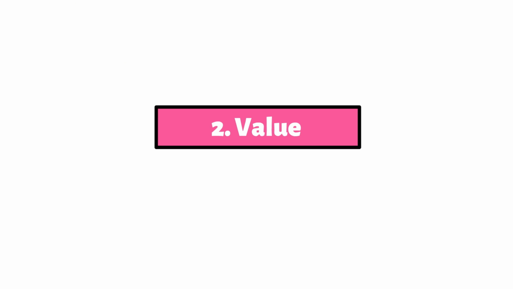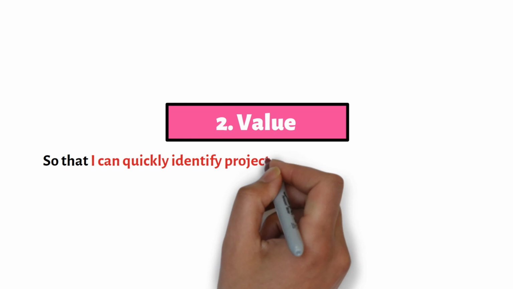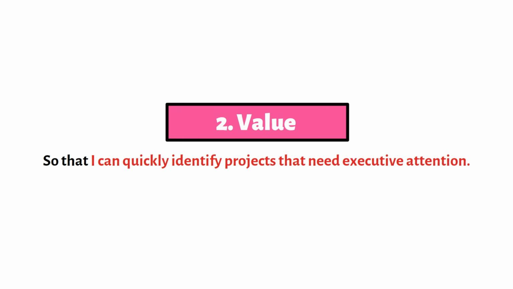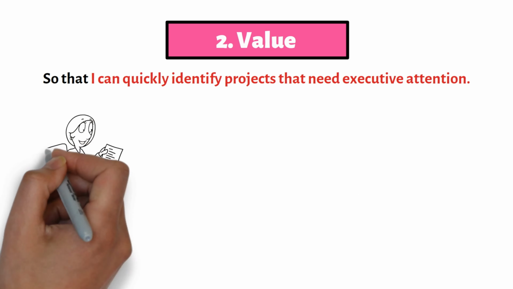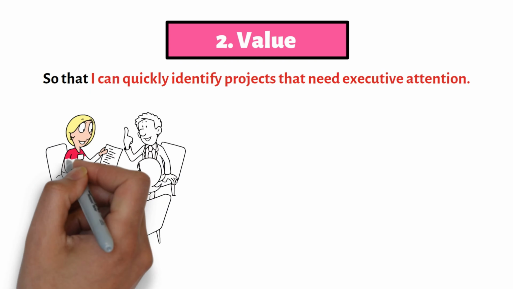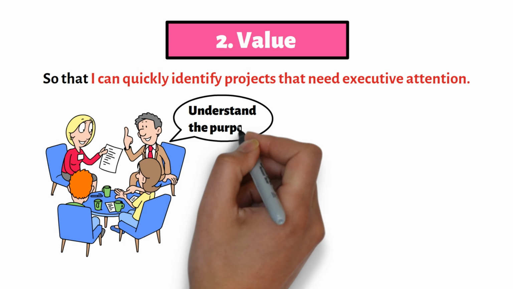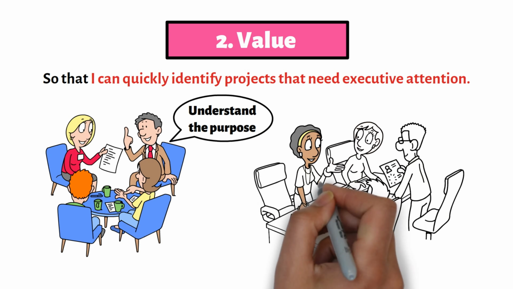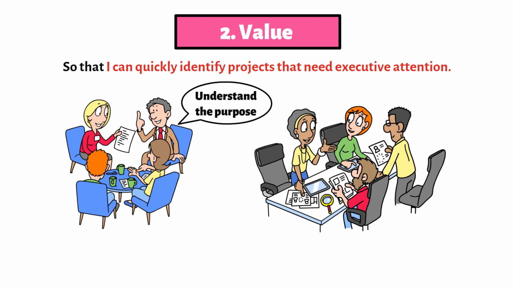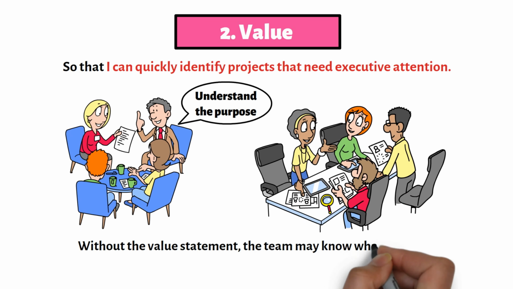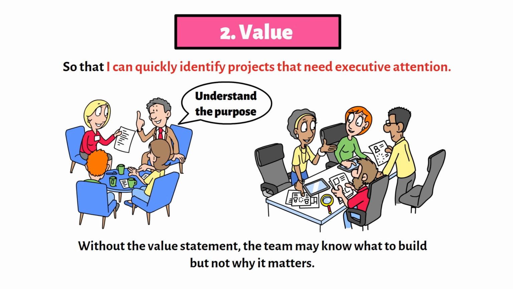The third part is the value. In our example, "so that I can quickly identify projects that need executive attention." This explains why the story matters. The value statement helps the team make better decisions. If the team understands the purpose, they may find a simpler or better way to deliver the same outcome. Without the value statement, the team may know what to build, but not why it matters.